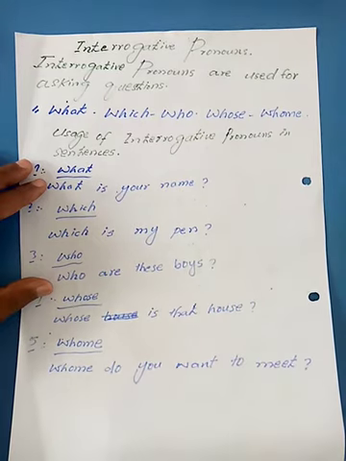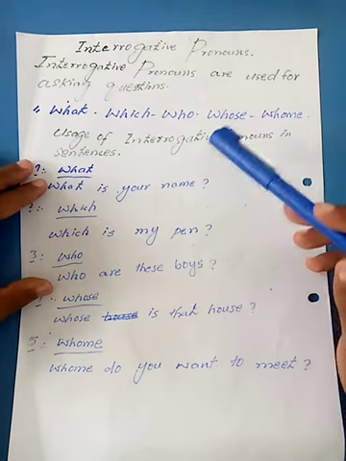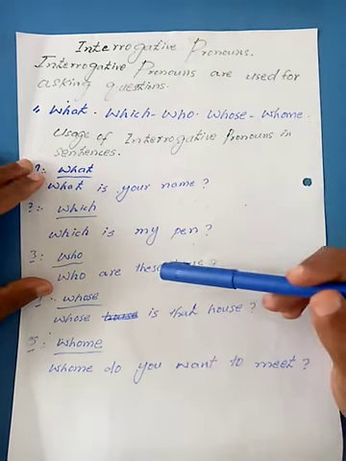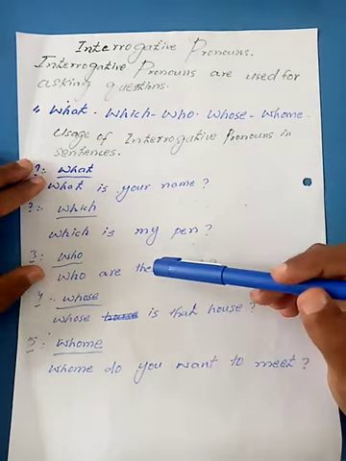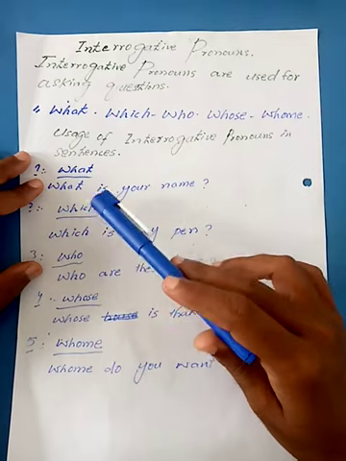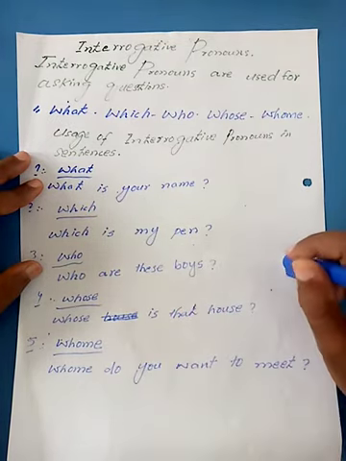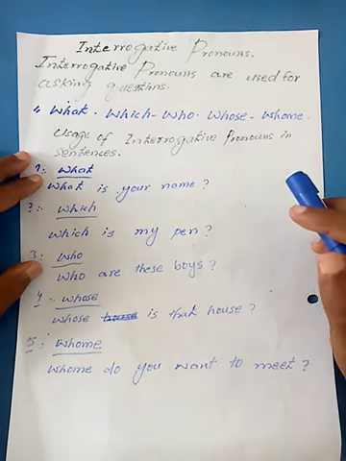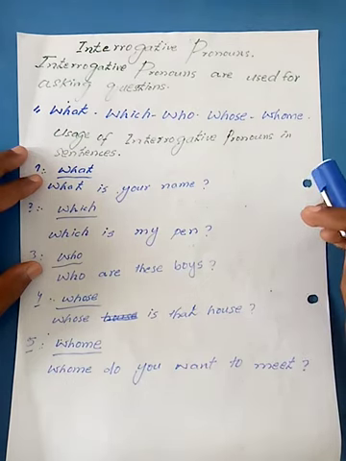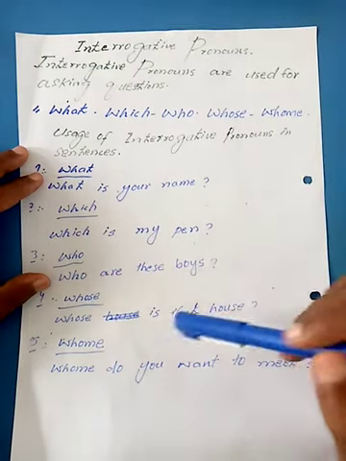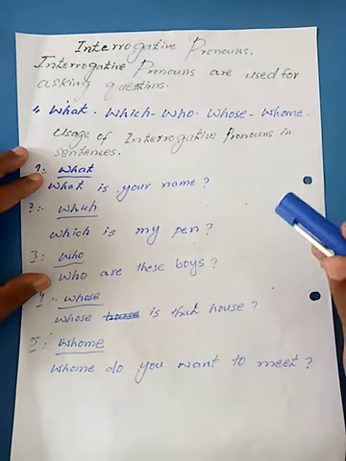Dear students, listen again but very carefully that all these words that are defined as interrogative pronouns are used for asking questions only. So whenever such a word like what, which, who, whose or whom is used in a sentence, the type of sentence will be an interrogative sentence. Okay, so whose is that house?